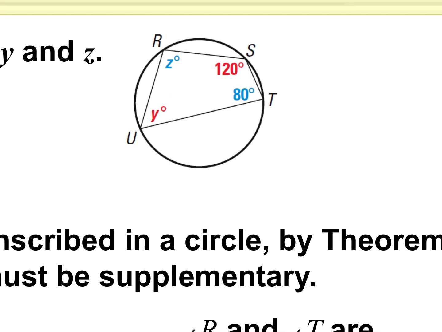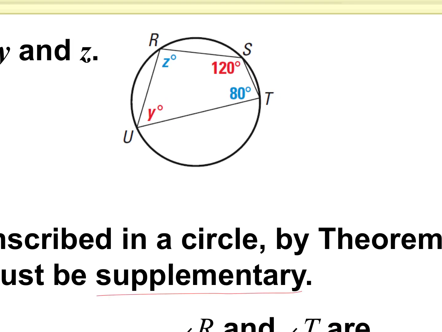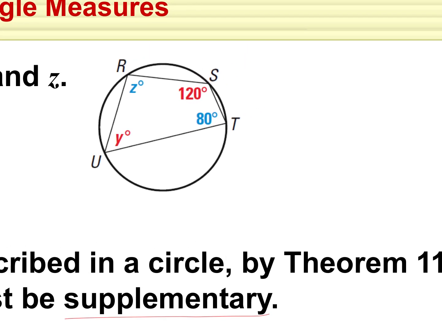Looking at this diagram right here, what do we remember about the term supplementary? They add up to 180. So, here in this circle, we have multiple inscribed angles. They create a quadrilateral. What's a quadrilateral? 4 sides. So we have a 4-sided shape inscribed in that circle.